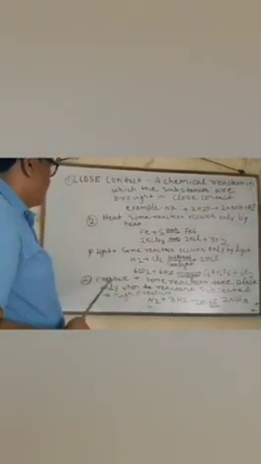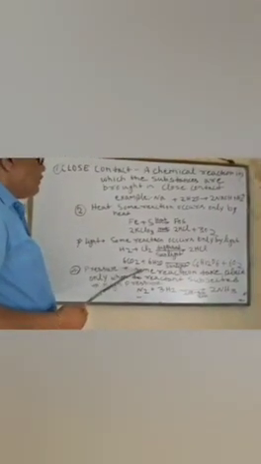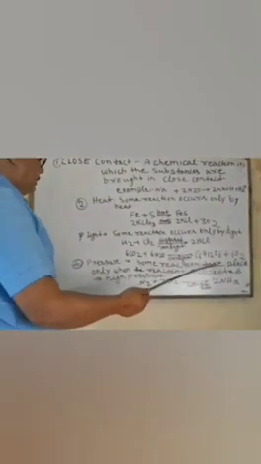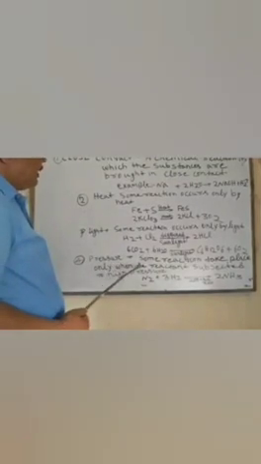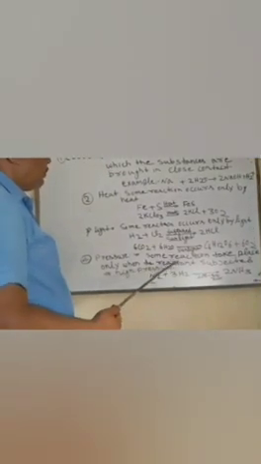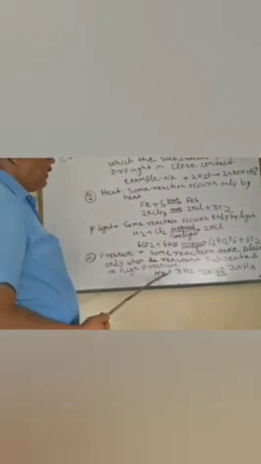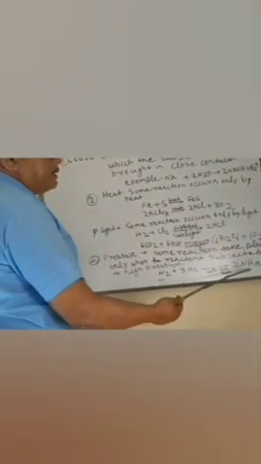Next condition, pressure. Some reactions take place only when the reactants are subjected to high pressure. For example, formation of ammonia. When nitrogen reacts with hydrogen at 200 to 900 atmospheric pressure, it forms ammonia gas.